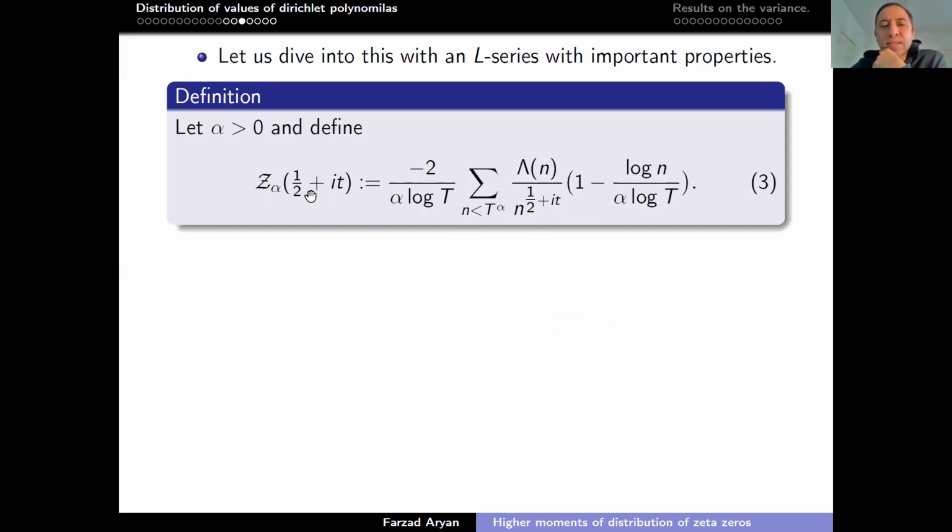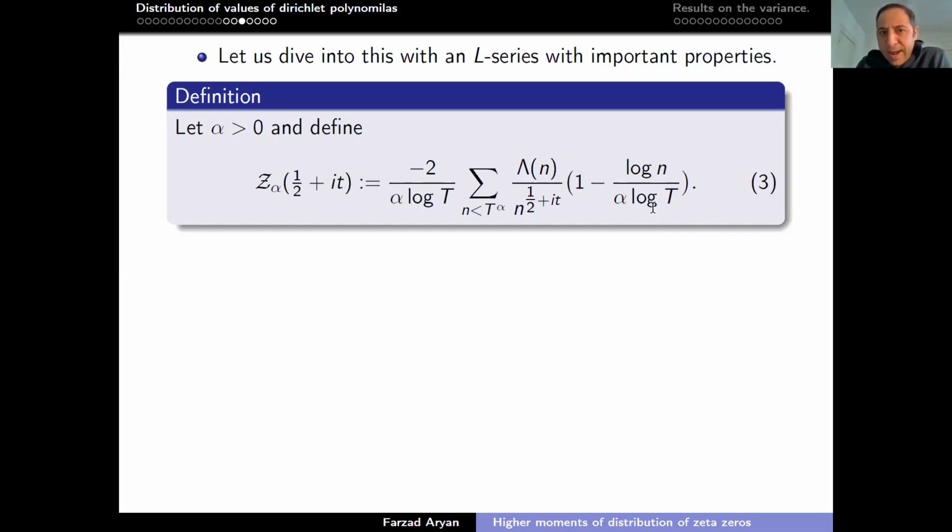So define Z_alpha(1/2 + it) as a sum over primes. The Dirichlet polynomial goes up to t to the power alpha. That's where the alpha comes from. These terms normalize it. And this factor, 1 minus log n divided by alpha log t, is a smooth fade that cuts the sum, basically. It slowly goes from 1 to 0.